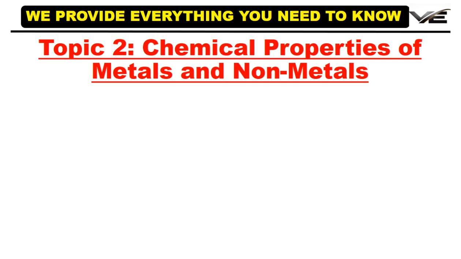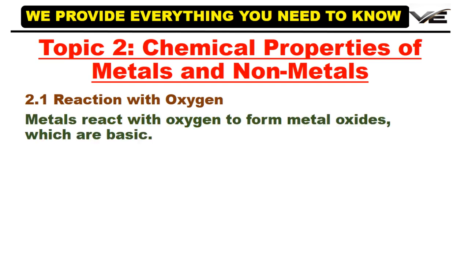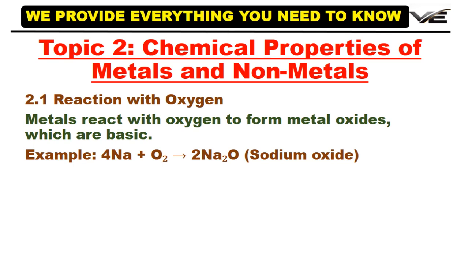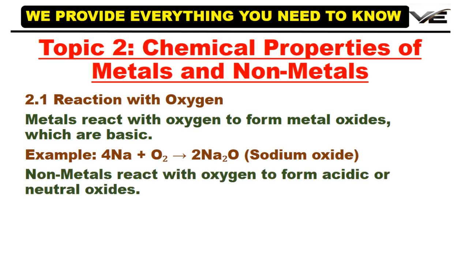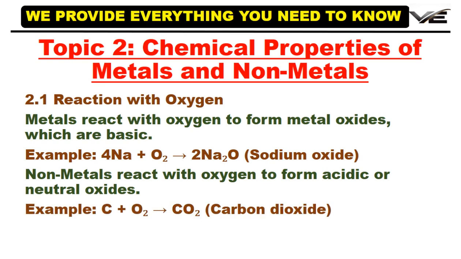Chemical properties of metals and nonmetals. Reaction with oxygen. Metals react with oxygen to form metal oxides, which are basic. For example, 4Na plus O2 produces 2Na2O, sodium oxide. Nonmetals react with oxygen to form acidic or neutral oxides. For example, C plus O2 produces CO2, carbon dioxide.